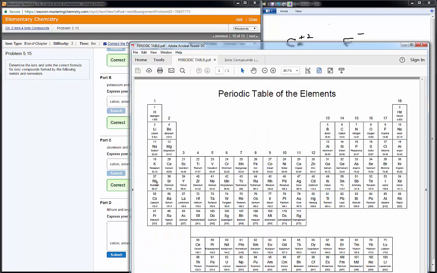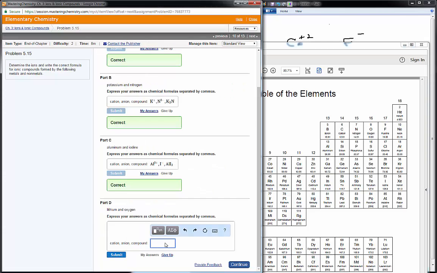And finally, lithium and oxygen. Lithium is over here. Li, it has a +1 charge because it's in group 1. Oxygen is in group 6, so it has a -2 charge. So we have Li+ and O2-. Hopefully you can see if I put those together, I'm going to need 2 lithiums for every 1 oxygen. And it's going to look like that.